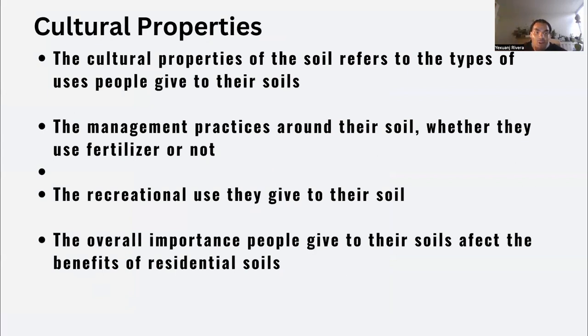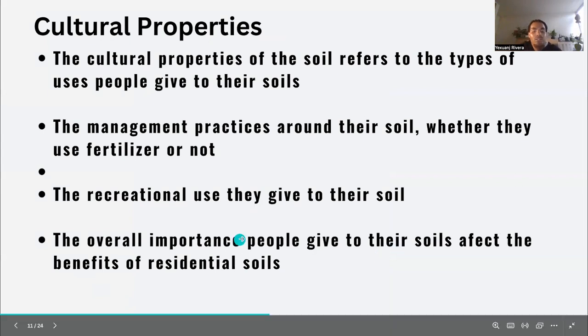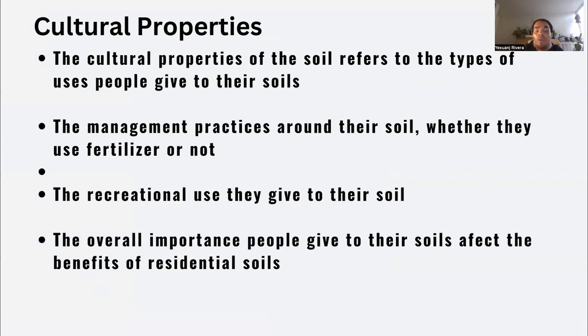So now, lastly, cultural properties. The cultural properties of the soil refer to the types of uses people give to their soil. So this can be anything from whether or not the person plants on their soil, whether or not they use fertilizer, whether or not they compact the soil before they plant in it, and it also refers to recreational uses given to soil. So whether or not you use it as a playground, whether or not you use it for your pets, if you use it for spiritual practices, all of these things are cultural properties because collectively a culture decides what importance to give to soil. So when we talk about cultural properties, it's just any cultural benefit that the soil provides to the people and how the people themselves interact with soil.